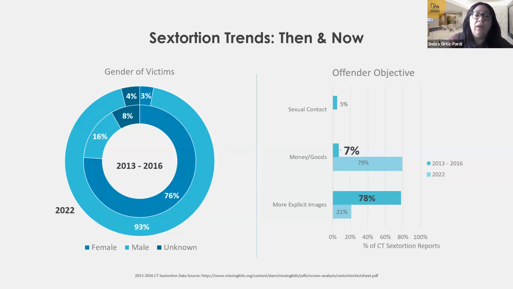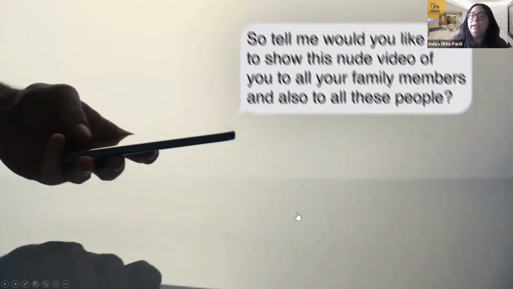Somebody takes a profile picture or a picture from a child's social media page and then puts their face on a CSAM image, and then uses that as a threat to gain something of value or money from their victims. So we call that financial sextortion. And this is what it could look like.